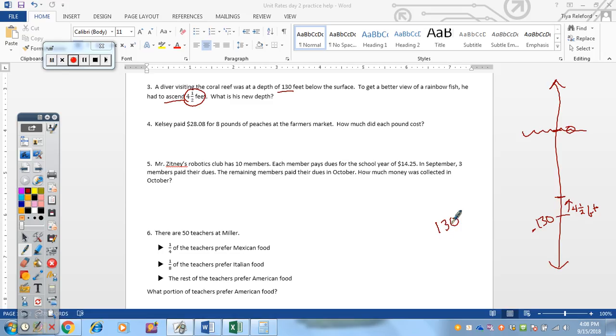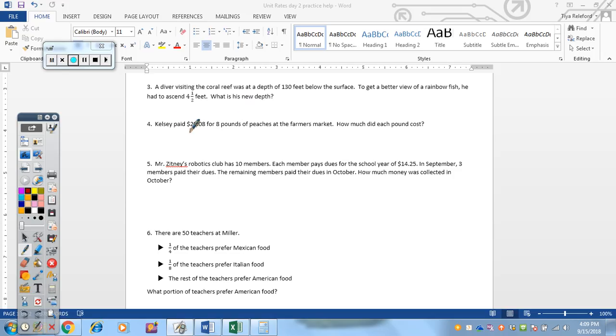So that's 130 minus 4.5 feet. So my new depth is 125.5 feet. You could have negative 125.5 feet as well. Like I said, your numbers are different.